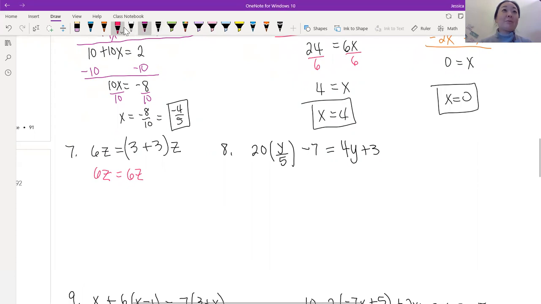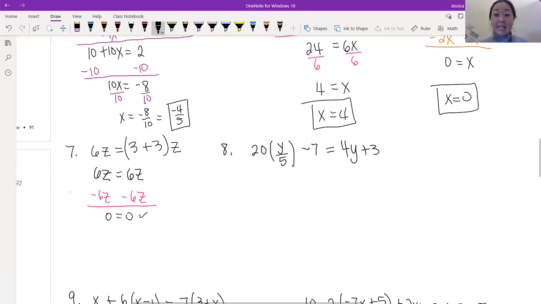And what do we do to both sides? Let me actually make that black. There we go. So what we're going to do is just subtract 6z on both sides. And what do you notice? We get 0 is equal to 0. Is it true that 0 is equal to 0? Yeah. But we also don't know what z is because we didn't solve for it, because our z just canceled out.